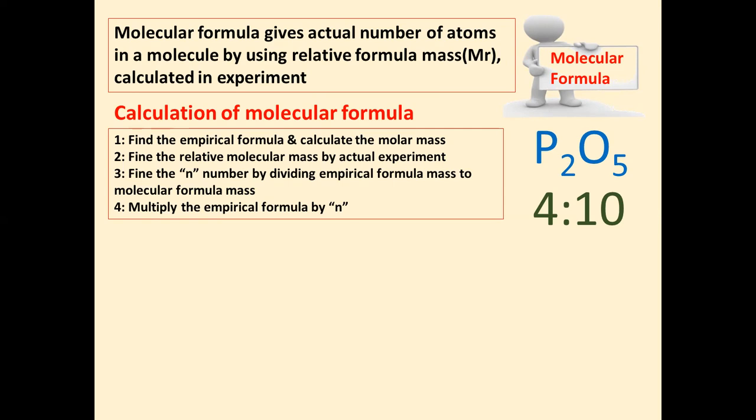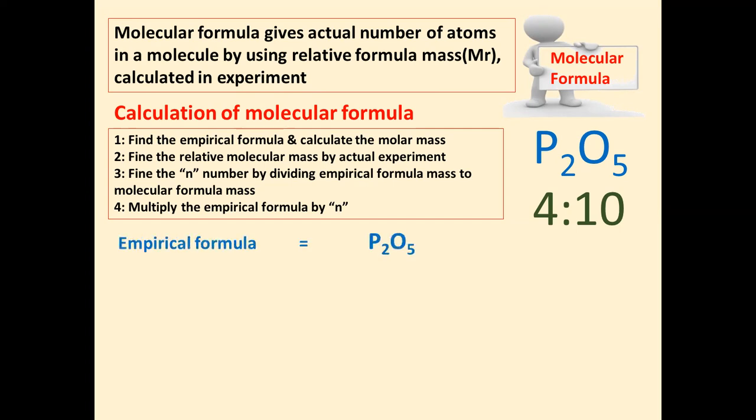Here, first we calculate the empirical formula, and then we get the empirical formula mass by using the empirical formula. Then we find the relative molecular mass of the molecular formula with the help of an actual experiment. That's why this value of relative formula mass of the molecular formula will be given in the question. Then we divide the molecular formula mass by the empirical formula mass to get the n number. And this n value, we multiply by the empirical formula to get the molecular formula.